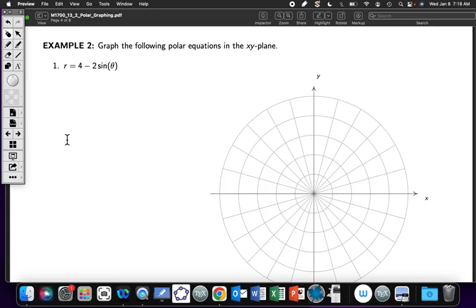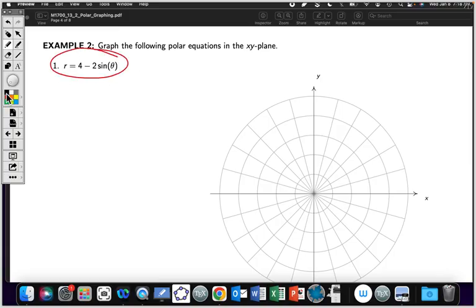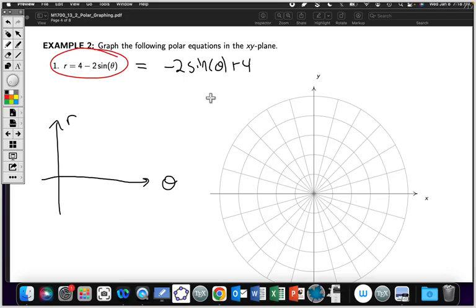R equals 4 minus 2 sine of theta. So once again, my advice is we start graphing. We graph this in the r theta plane first. So we graph this over here with the r theta plane. And so thinking back to section 10.3, -2 sine theta plus 4. I've got a sine wave. Its frequency 1. There's no phase shift. All right, so that's good.